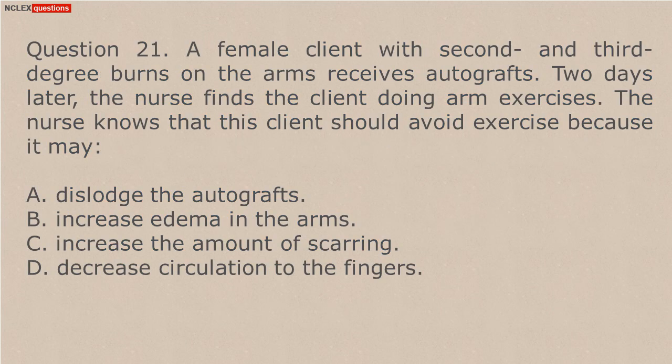Question 21. A female client with second and third degree burns on the arms receives autografts. 2 days later, the nurse finds the client doing arm exercises. The nurse knows that this client should avoid exercise because it may: A. Dislodge the autografts. B. Increase edema in the arms. C. Increase the amount of scarring. D. Decrease circulation to the fingers.